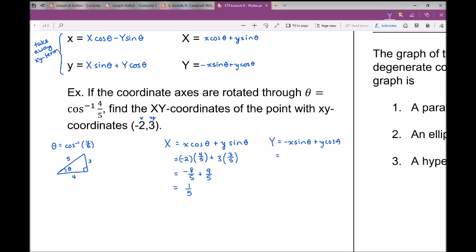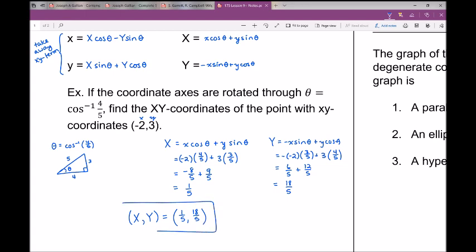Okay, so for big Y, we need to plug in little x, so we have -2 times the sine of theta, which is 3/5, plus y is 3, and cosine of theta is 4/5. So now we just need to simplify. So let's see, that's +2 times 3/5, that's 6/5, plus 12/5, which gives us 18/5. Okay, so on your rotated axes then, the point big X, big Y will be equal to 1/5, 18/5. Okay, so that would be your point.